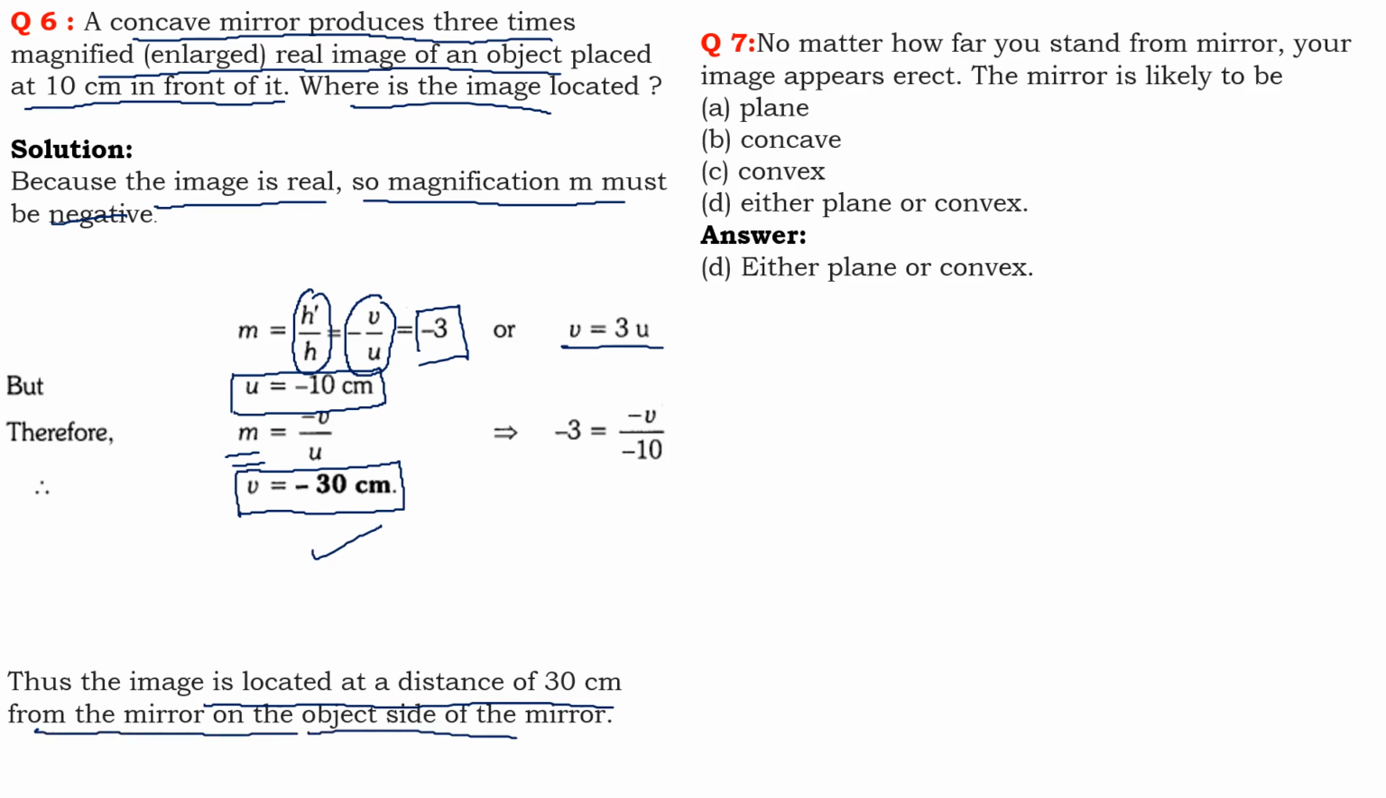No matter how far you stand from a mirror, your image appears erect. The mirror is likely to be either plane or convex, because it is always forming an erect image. So you are not going to give the answer as only plane or only convex. Both answers can be correct; among them any one possibility is there.